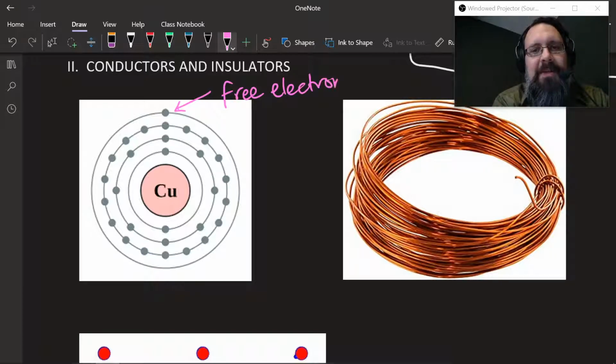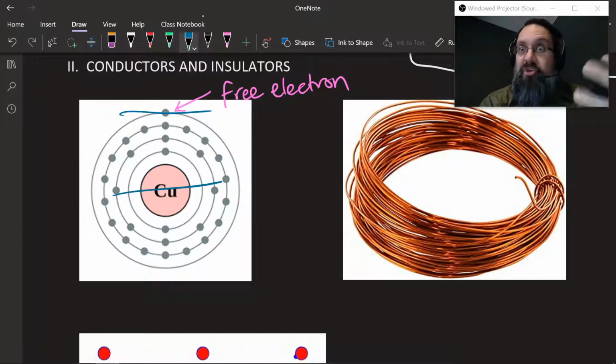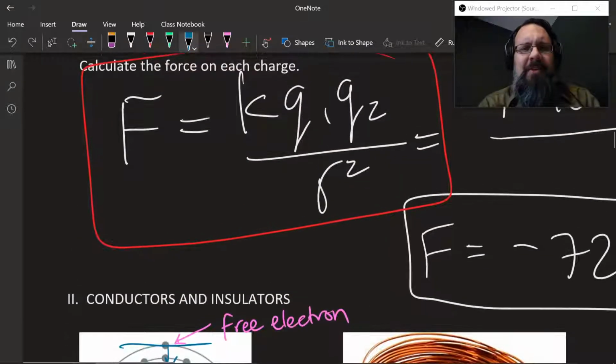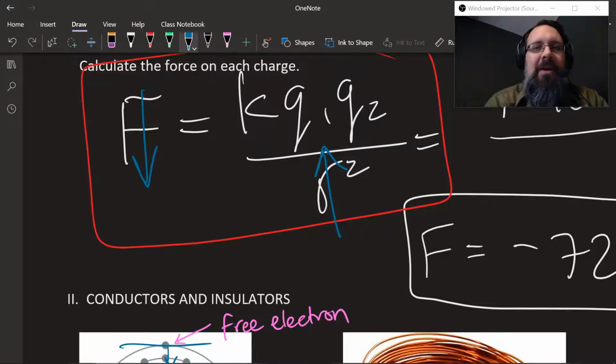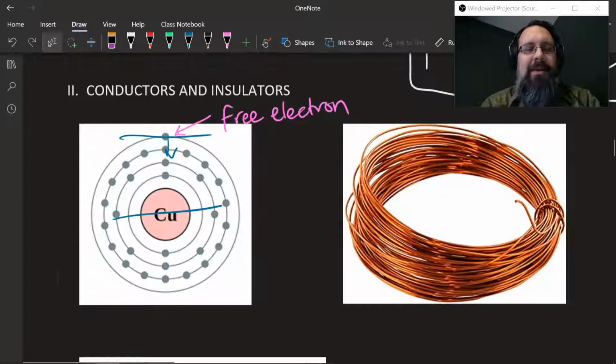And so the thing is that the distance that this electron is from the nucleus, which is what's attracting it, which is what's pulling it in, it's really far away. And so when the distance gets further away, what happens to the force that's acting on it? It's going to get way smaller. So that electron is very loosely held on by the nucleus.